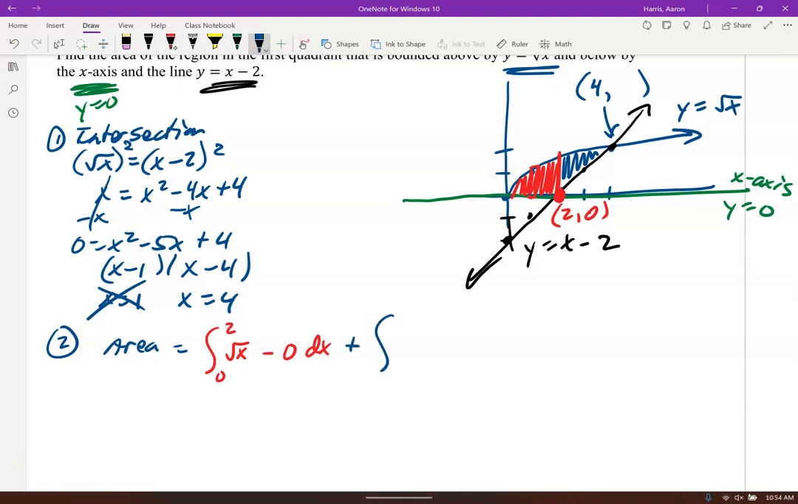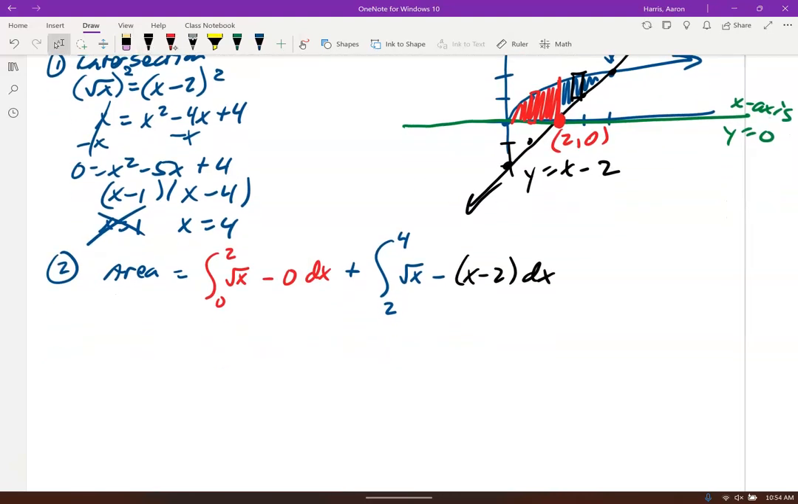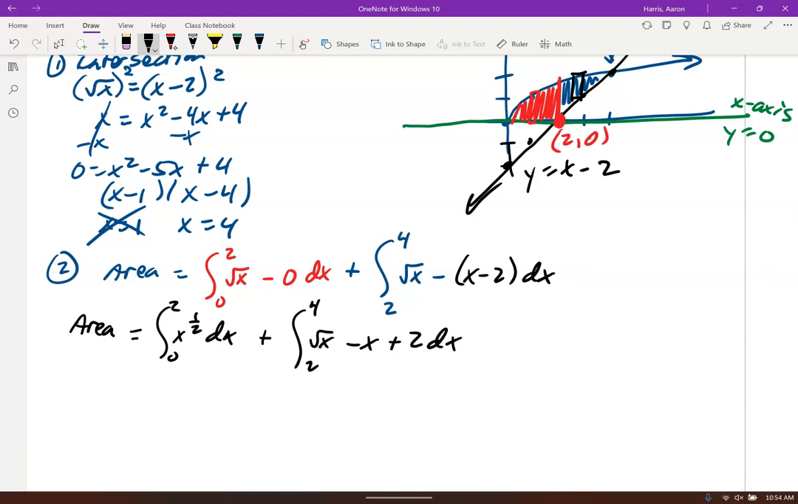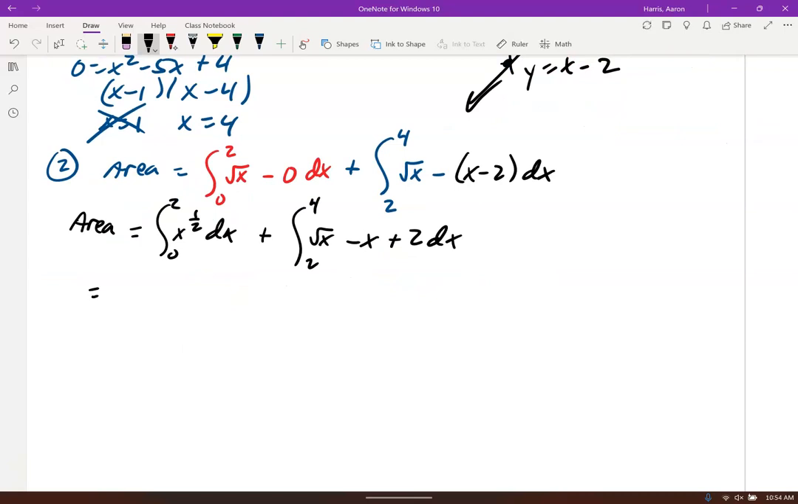Plus, now we'll do the blue piece. That'll be from 2 to 4. The top is still the square root of x minus, but the bottom now of the rectangle, right? Again, we're making rectangles on this. is that line x minus 2. And now we're running through this one. So this area will be, remember that's x to the 1/2. And over here I've got square root of x minus x plus 2 dx, 2 to 4. So we got x to the 1/2 plus 1, so we got 3/2 all over 3/2, in other words, times 2/3.